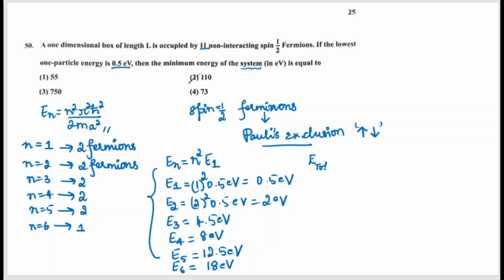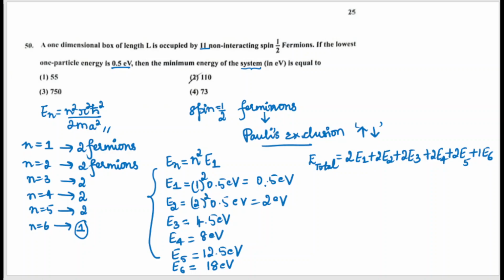Total energy can be found as follows. Only two fermions can be accommodated in the energy E1, right? So 2 into E1 plus 2 into E2, likewise plus 2 into E3 plus 2 into E4 plus 2 into E5 plus 1 into E6. Why? Because only one fermion can be accommodated in the final level, n equal to 6. Why? Because only 11 non-interacting spin half fermions have been given.